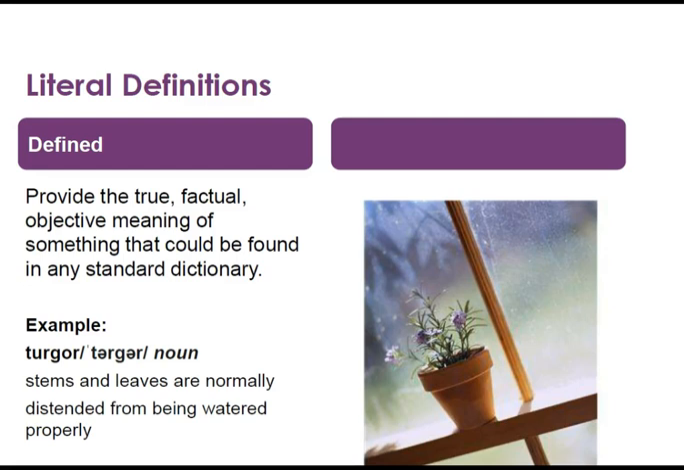You can also use the literal definition of a term which provides the true factual objective meaning of something that we could find in any standard dictionary. So in a speech about caring for household plants, you might advise listeners to make sure that their plant shows signs of turgor, which means that the stems and leaves are normally distended from being watered properly.